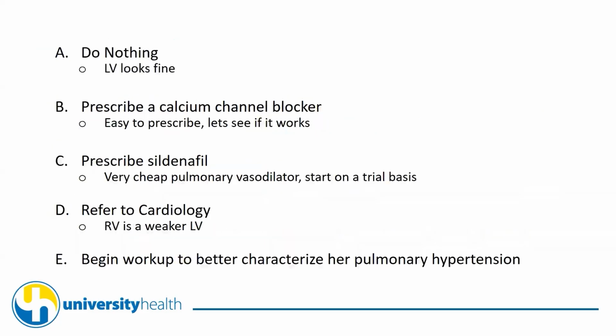A, you do nothing because the LV looks fine. B, you prescribe a calcium channel blocker. Easy to prescribe, let's see if it works. C, prescribe sildenafil. It's a cheap vasodilator. Or D, refer to cardiology because RV is a weaker LV. And last, E, begin workup to better characterize for pulmonary hypertension.